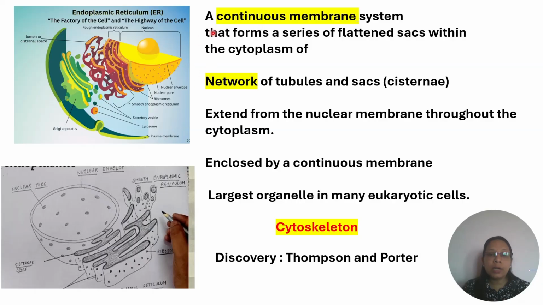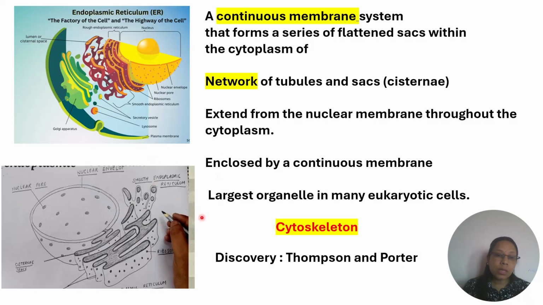So endoplasmic reticulum is a continuous membrane system. Yes, it is a double membrane system. It is a network system, right, of tubules and sacs. These sac-like structures are called cisternae, and if a diagram is to be drawn for the endoplasmic reticulum, I have shown the actual diagram here. You have to practice diagrams for the biology subject as they are important.